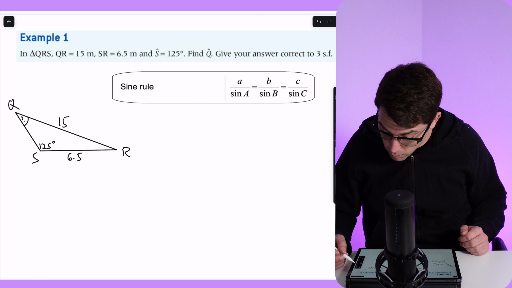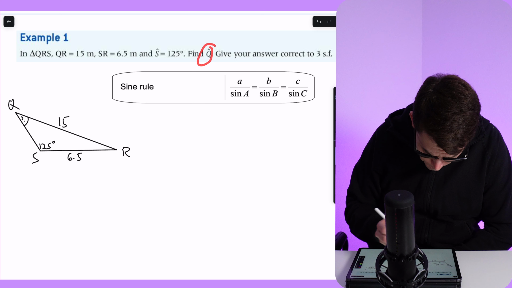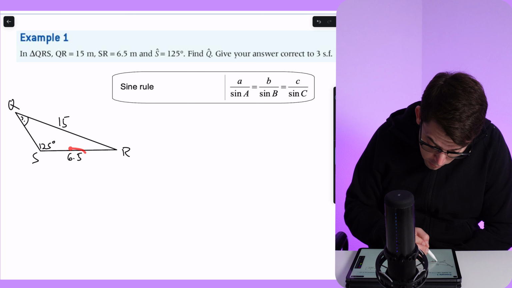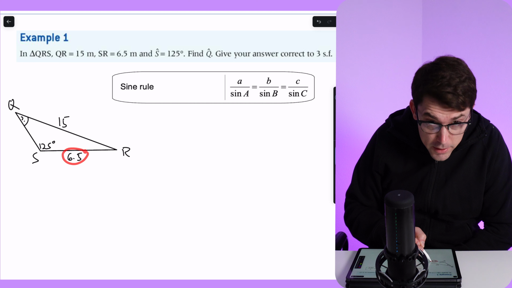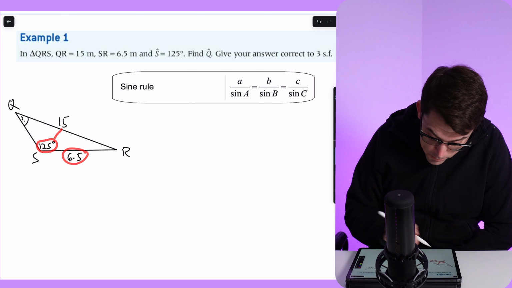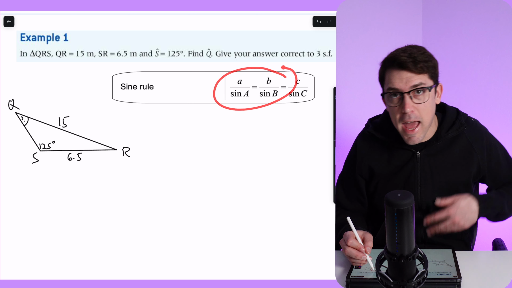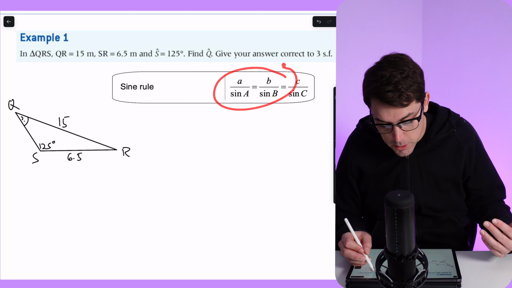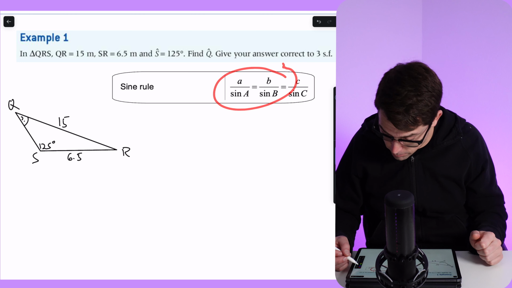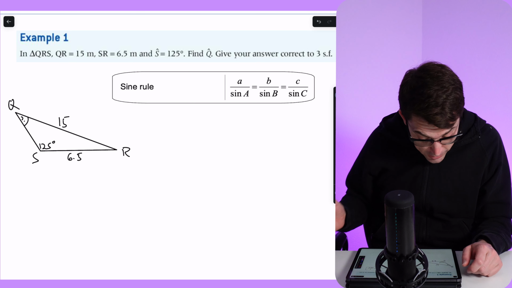So let's take a look at what we have here. We want to know the angle of Q. Well, we have the corresponding side, and we have the angle of S with its corresponding side. So what I can do is follow this property right here, and even though it's not A or B, the principle is still the same. I am taking one side and its corresponding angle, creating that ratio, equating it to another one, and then solving for one unknown. So what is that going to look like here?